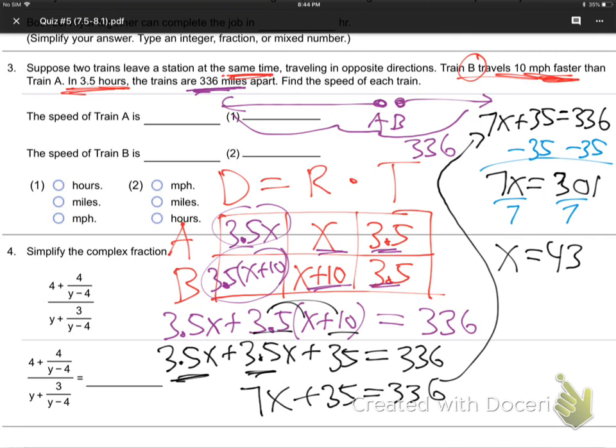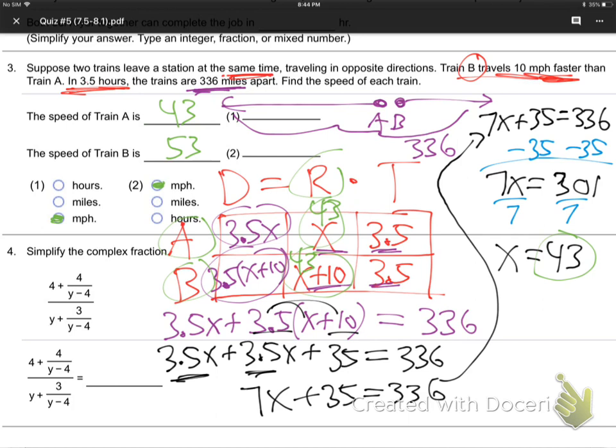What do they want from me? They want the speed of train A and the speed of train B. Which boxes are speed? Yeah, rate. We good there? So you take that 43 and you put it in everywhere you've got X, that's what X is now, 43. So train A's rate is just 43. And train B's rate is 43 plus 10, 53. And in both cases, that's miles per hour, isn't it? Miles per hour. We good?